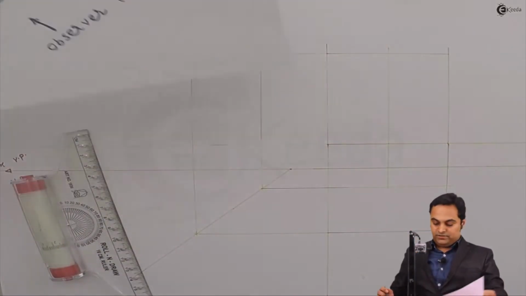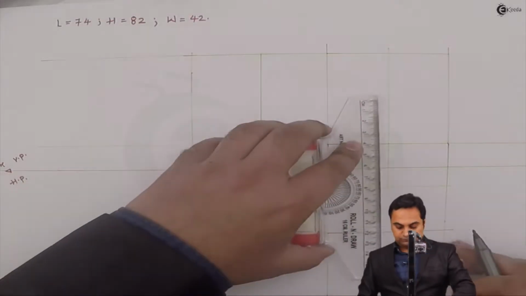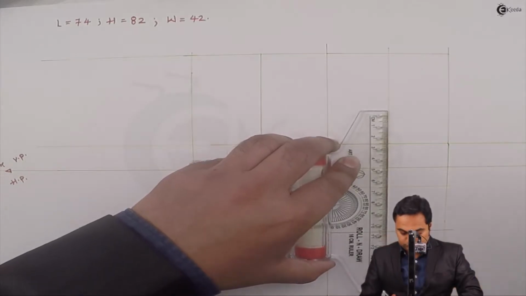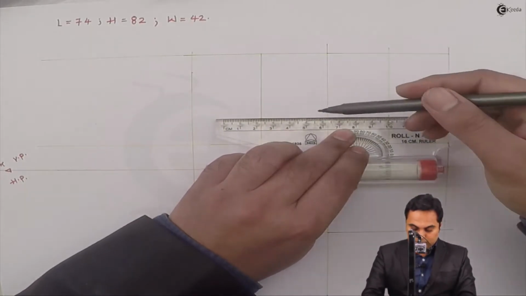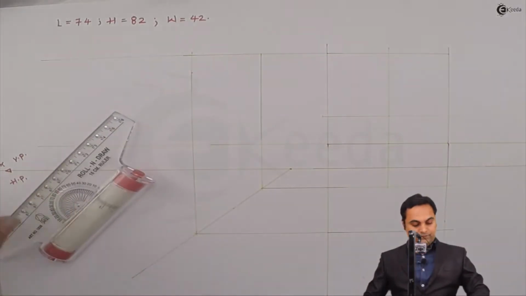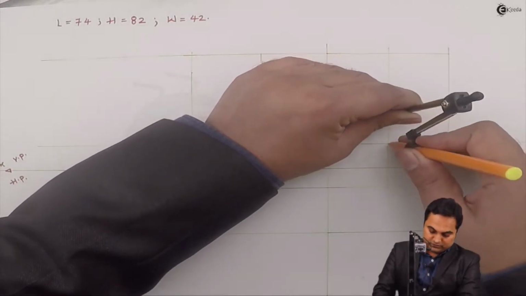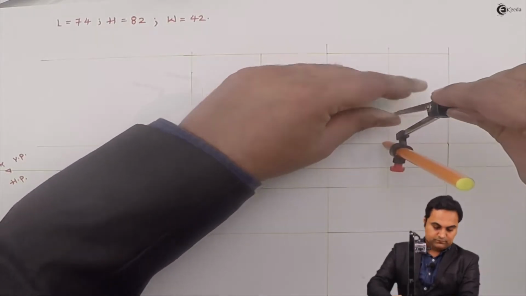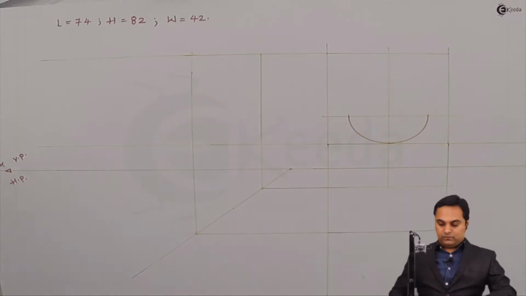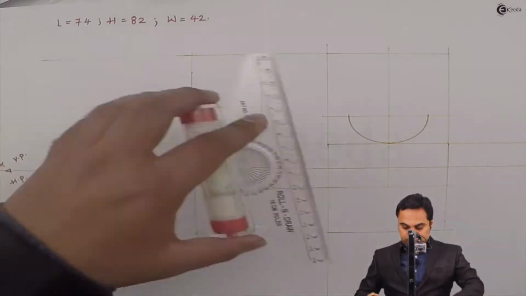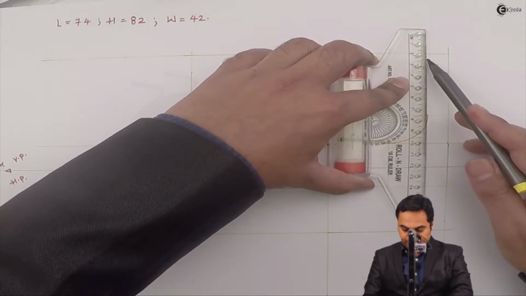Next, the semicircular portion has a radius 25, that is starting from the bottom. So marking 25 mm, drawing a light horizontal line through it. Then keeping this center, here is the radius. Next, drawing a light vertical line.